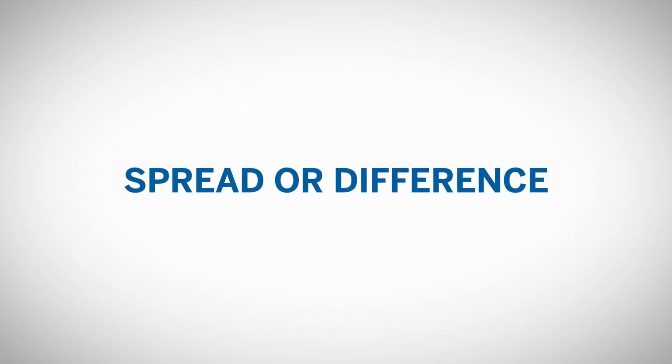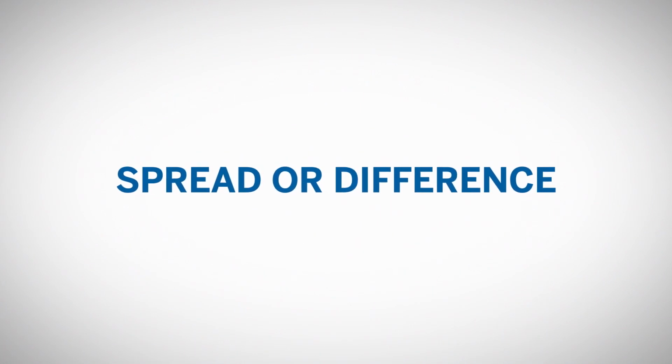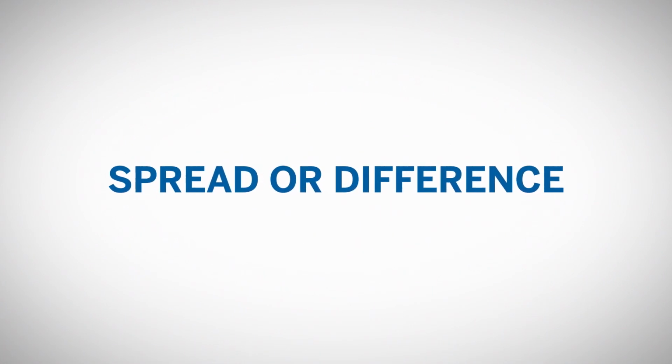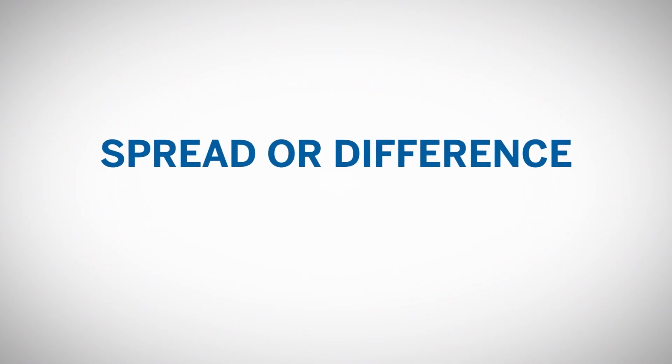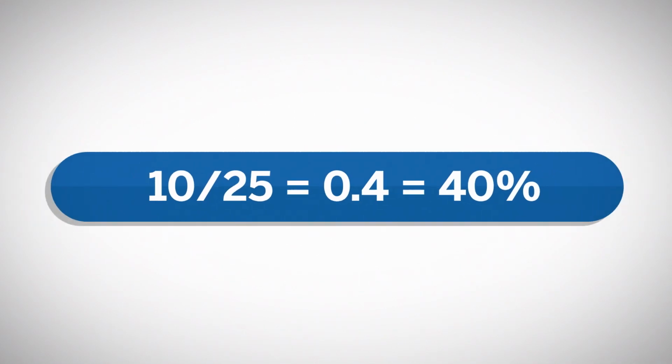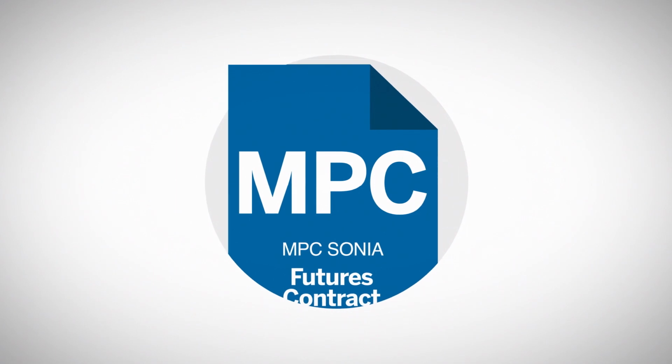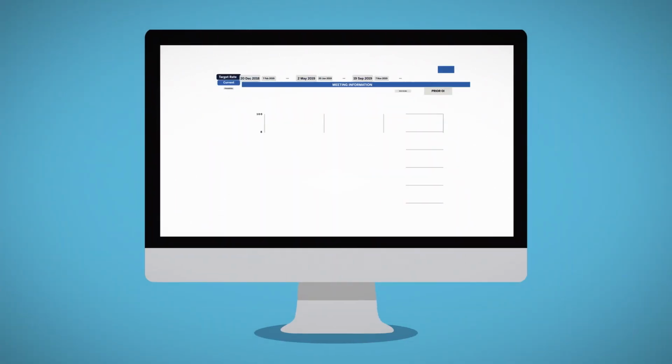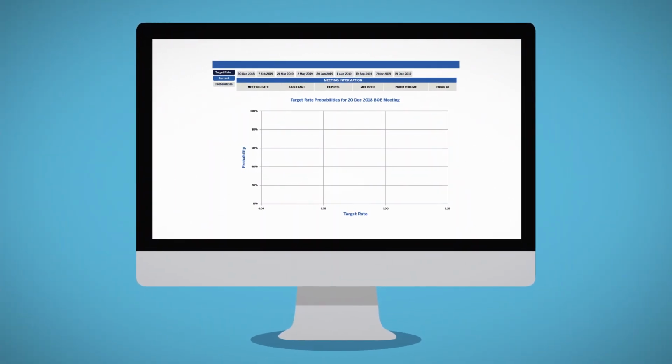The tool uses the spread or difference between consecutive MPC contracts to construct a matrix of probabilities of rate changes. For example, if the spread between 2 consecutive contracts is 10 basis points, that would be interpreted as a probability of 40% chance of a rate move of 25 basis points. Similar calculations are performed for each meeting represented by the contracts listed, and from this, we derive the probability for rate change at any meeting.